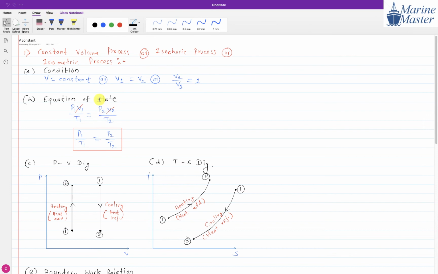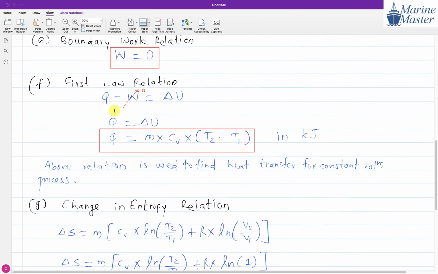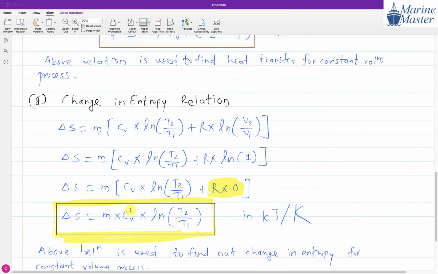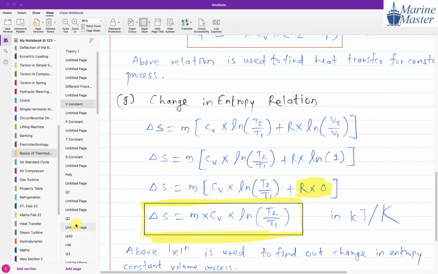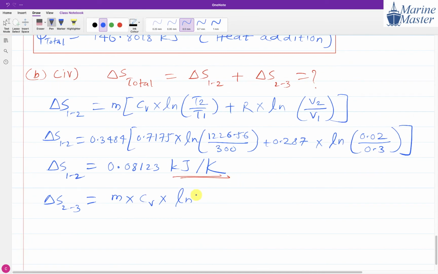For the constant volume process, what relation of change in entropy have we seen? Change in entropy is m Cv ln T2 by T1 in process 1 to 2. But here the constant volume process is 2 to 3. So for 2 to 3, we can say m Cv ln T3 by T2.